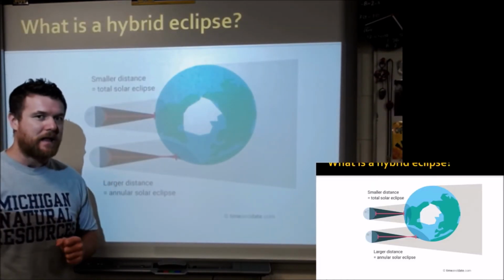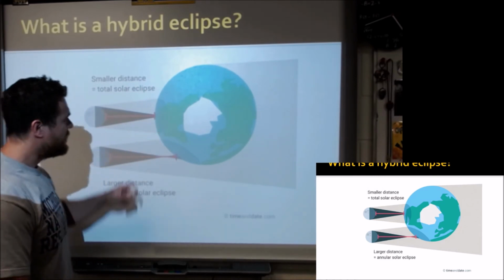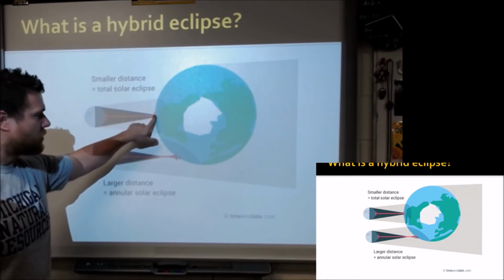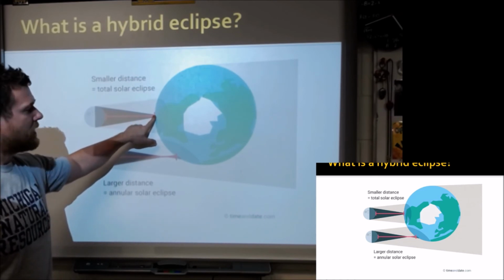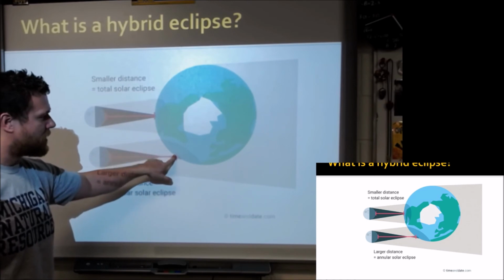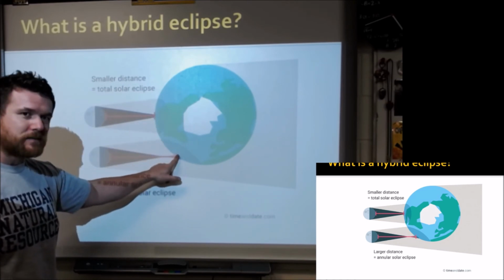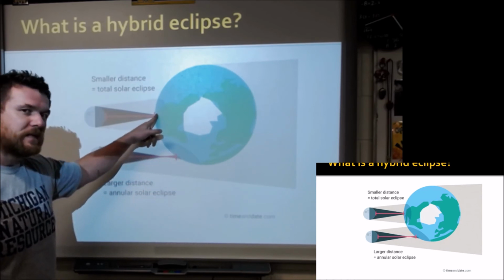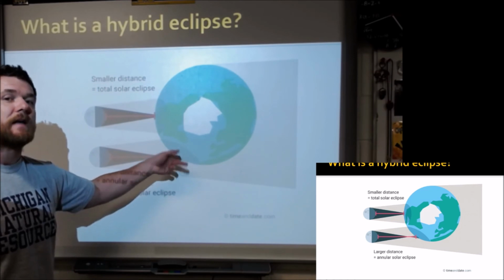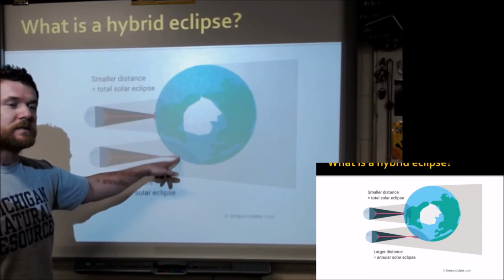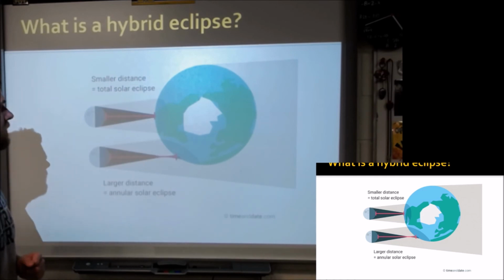Remember that the path of totality is going to move along the surface of Earth. And if you see a total solar eclipse in one part of the Earth, well, if the path of totality goes to another part that's farther away because Earth is curved, it's possible that some people on Earth will see this as a total eclipse. Other people on Earth will see this as an annular eclipse. So it's both. Those are the hybrid. Those are actually really, really rare.